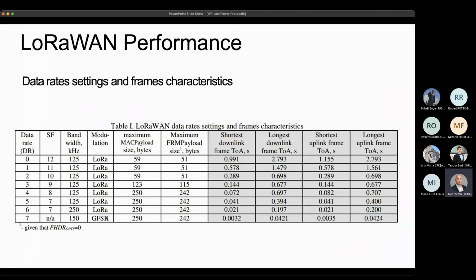This is a table of different data rate settings and frame characteristics for LoRa. Depending on the data rate setting, you see it's an integer from 0 to 7, so you have 8 data rate settings in total. You have different frame characteristics and basically different throughputs for your communication.